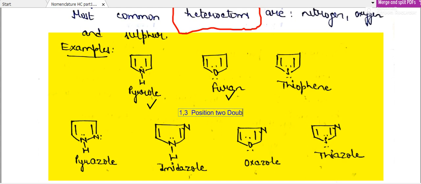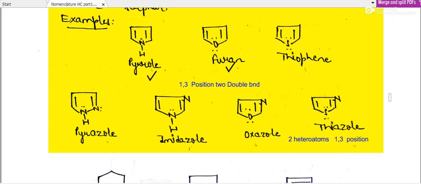Oxazole is basically another heterocyclic compound made up of two heteroatoms. One is oxygen, the second is nitrogen, and the position is 1,3 with respect to each other. Thiazole is another 5-membered ring containing two heteroatoms. One is sulfur, the second is nitrogen, and the position with respect to each other is again 1,3, and the two double bonds are of course in conjugation with each other.